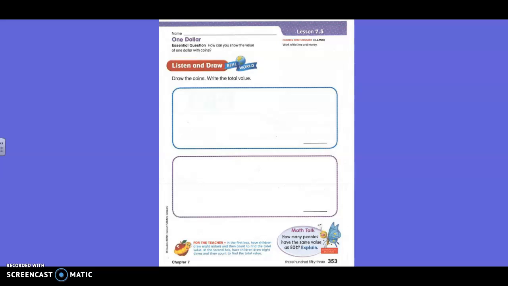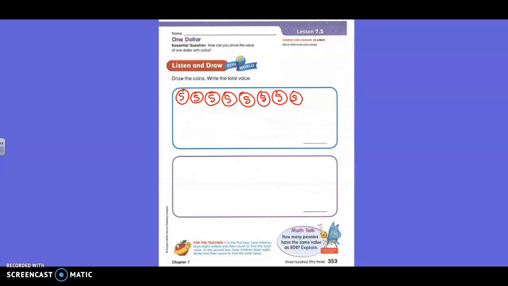All right, in the first box, draw 8 nickels. How much are nickels again? 5. Count and find the total value of those coins and write the total value on this line. Make sure you have your cent sign. So go ahead and count them, boys and girls.